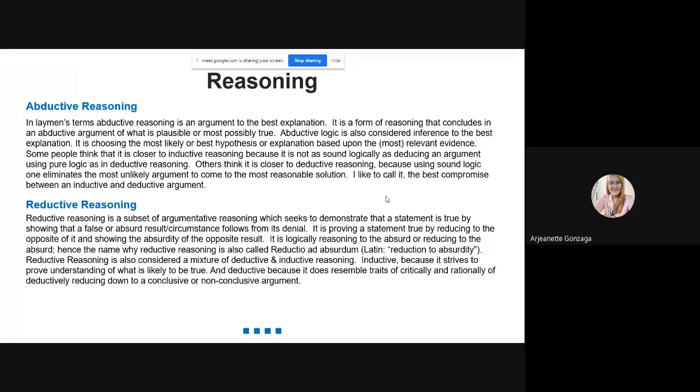So, it is logically reasoning to the absurd, reducing to the absurd. Hence the name: reductive reasoning is also called reductio ad absurdum. It is from the Latin word meaning reduction to absurdity.